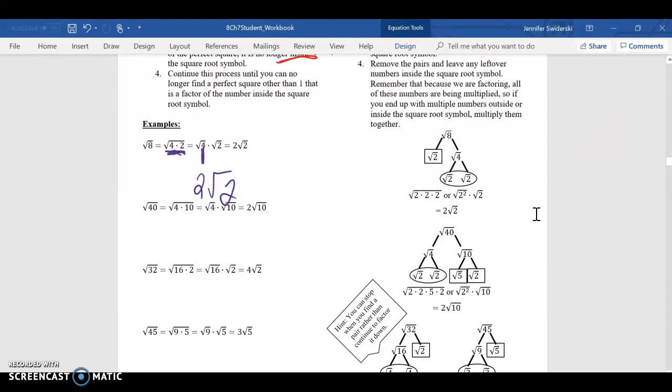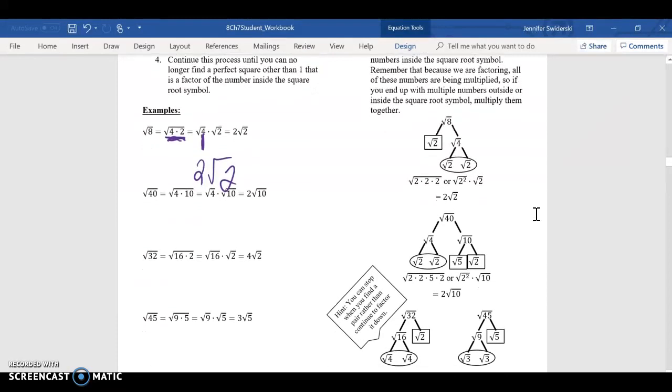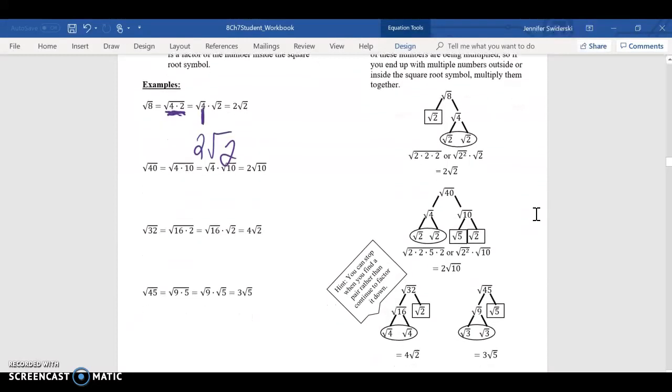Remember that because we are factoring, all of these numbers are being multiplied. So if you end up with multiple numbers outside or inside the square root symbol, you have to multiply them. Whoa, what? Hear me out on this.